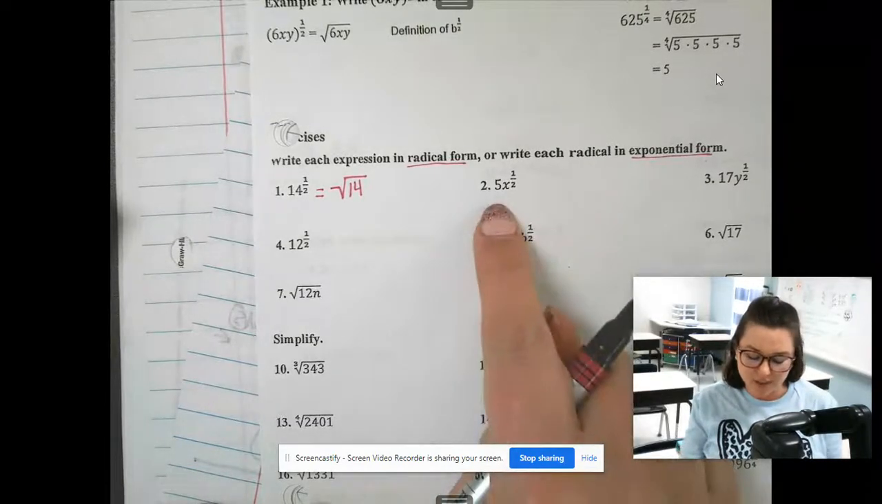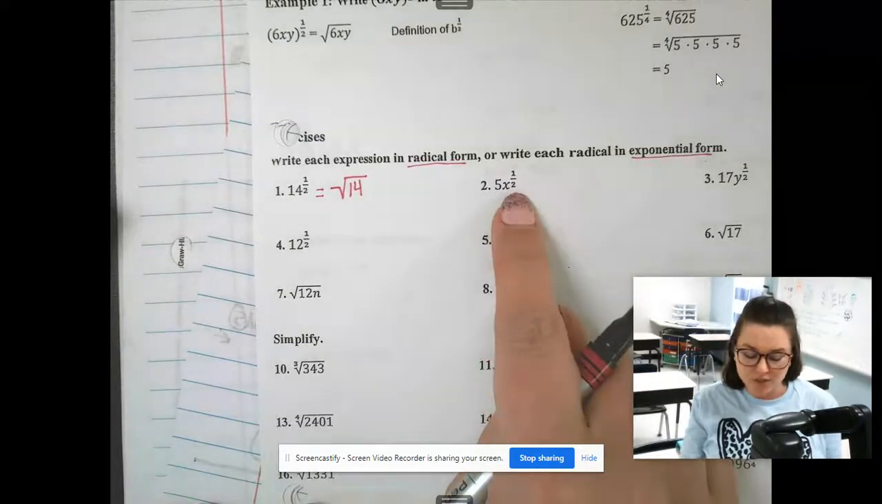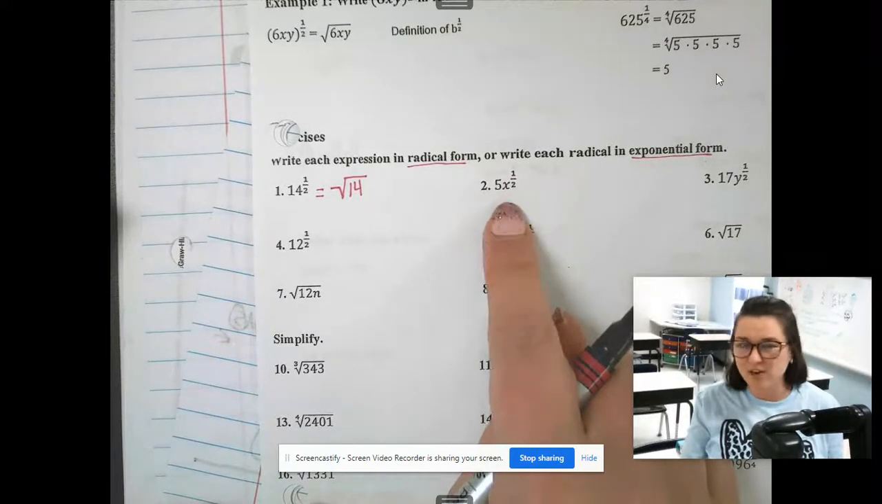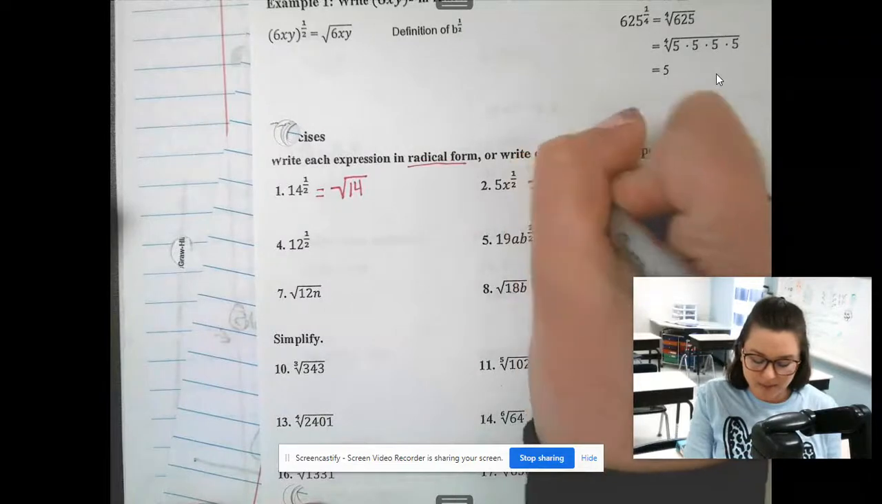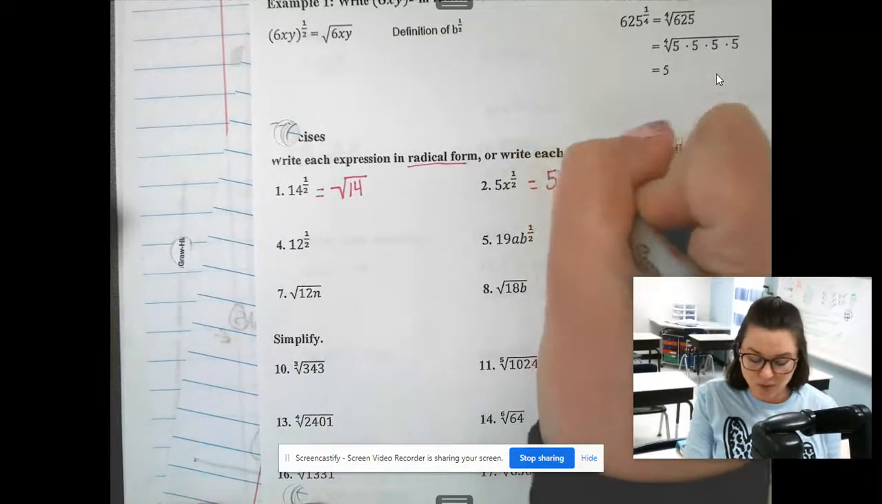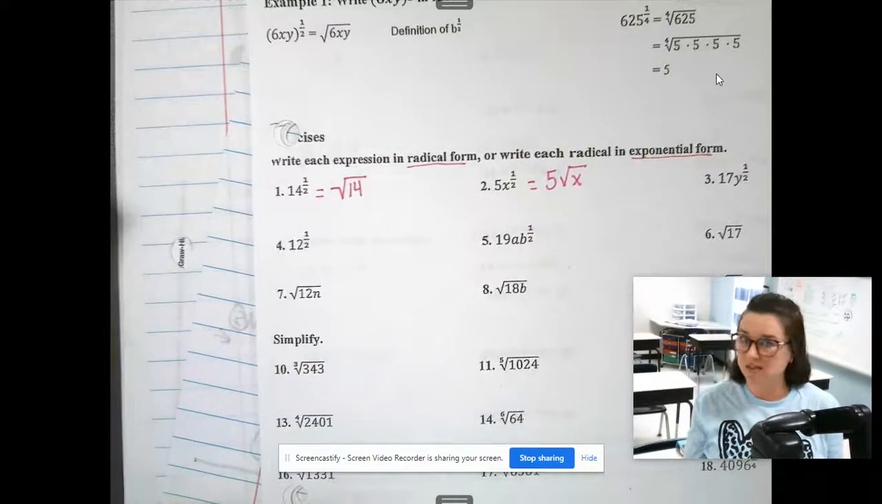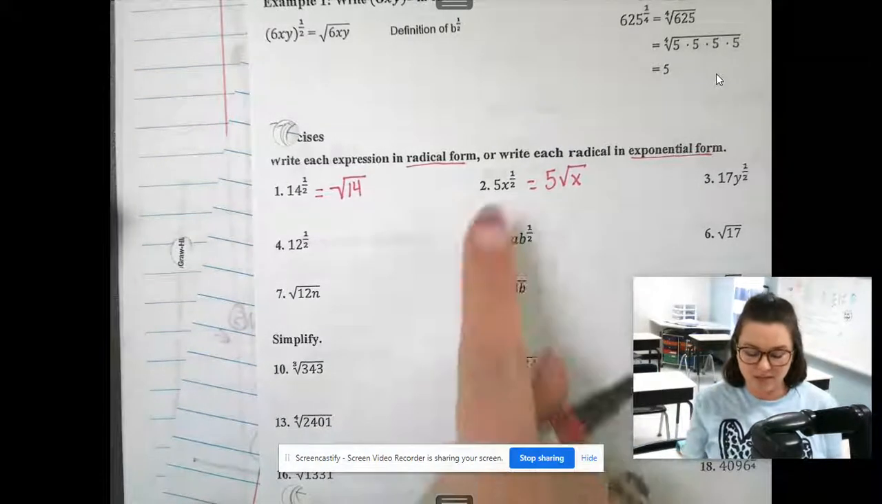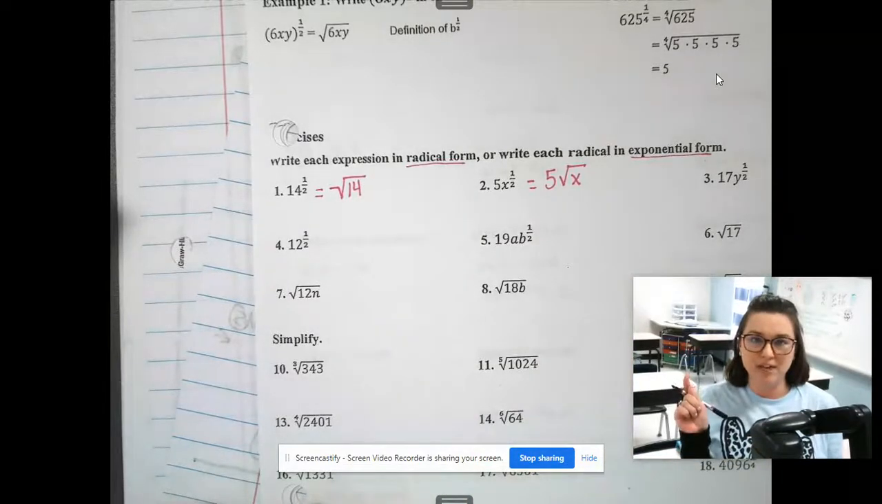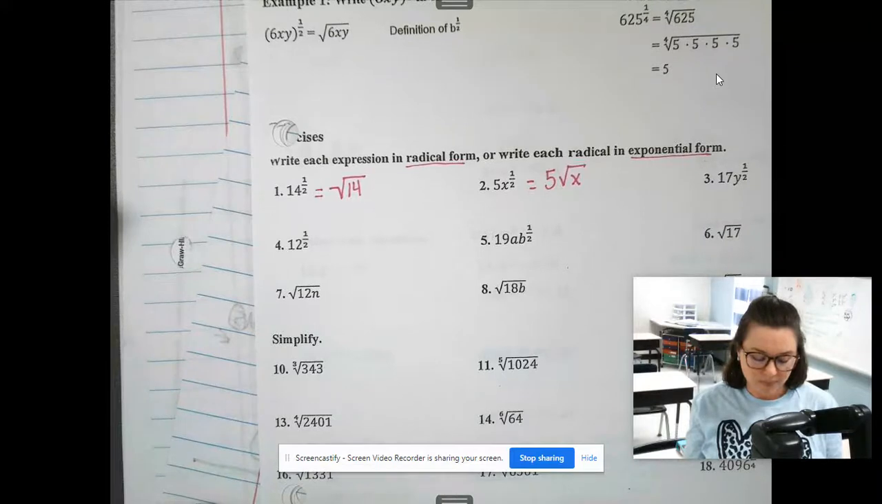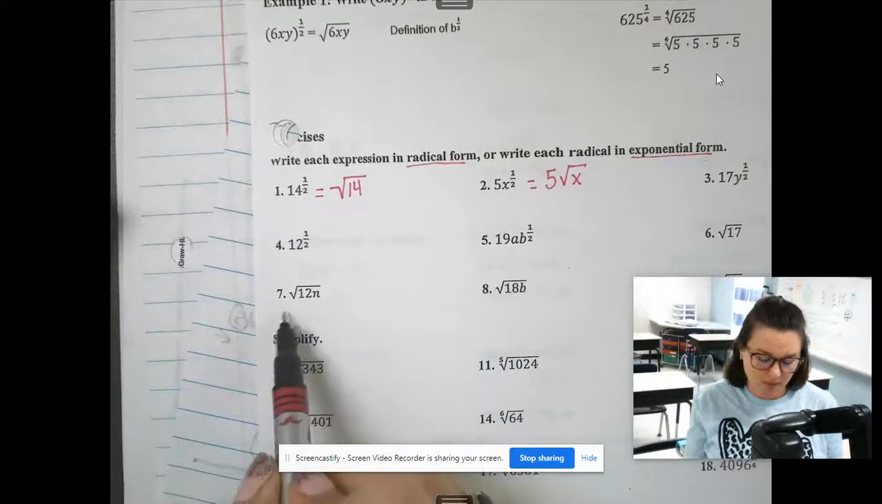Then I look at number 2 here. Notice the 1/2 is only on that x. It's not on the 5, which means when I rewrite this, I only put the square root on that x, nothing else. If you put the square root over the 5, that's not true. Now, if 5x was in parentheses with the 1/2 on the outside, then they would both go under the square root.